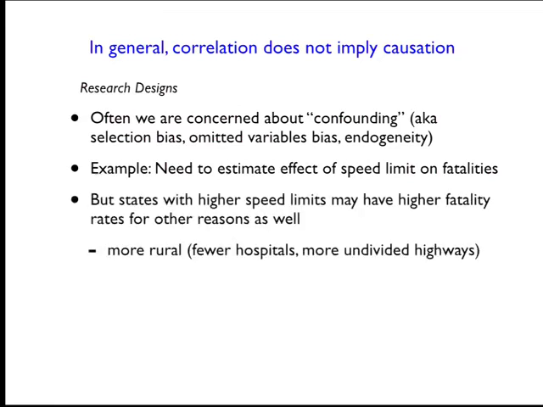But the states that have higher speed limits might have higher fatality rates for other reasons as well. So I'll show you a map in just a moment that shows you the distribution of states that choose higher speed limits versus states that stay at 55 miles an hour, and you'll see that it looks essentially very non-random. The states that choose higher speed limits tend to be more rural. That means they're going to have fewer hospitals per square mile. They're going to have more undivided highways, which are basically the most dangerous highways you could drive on.